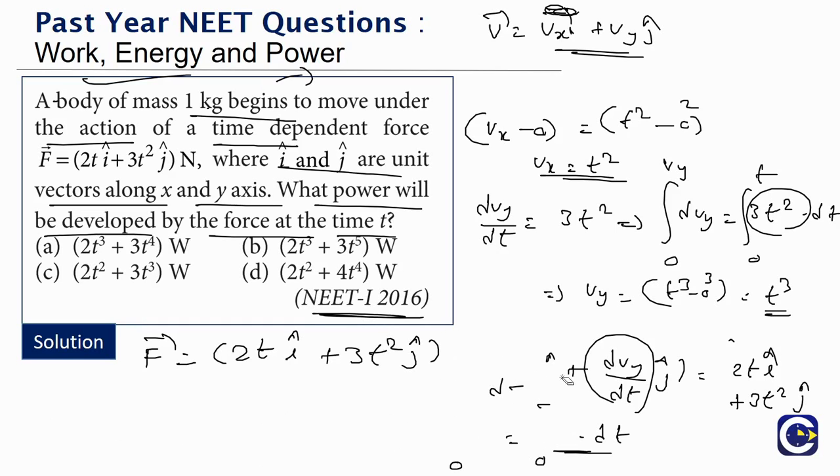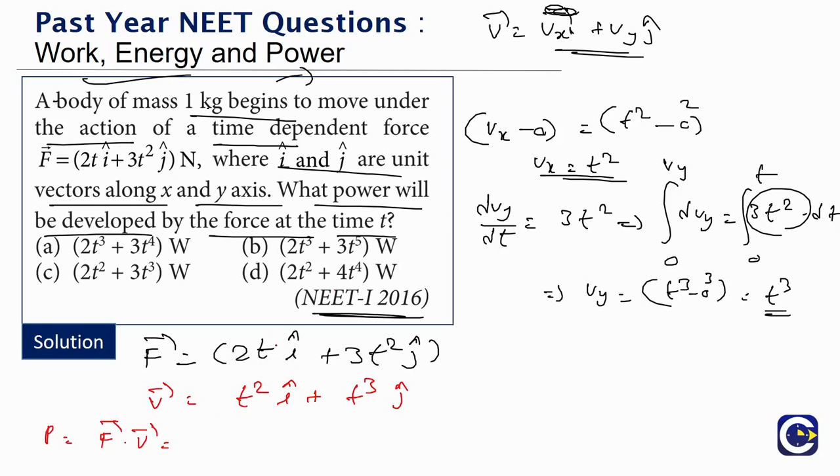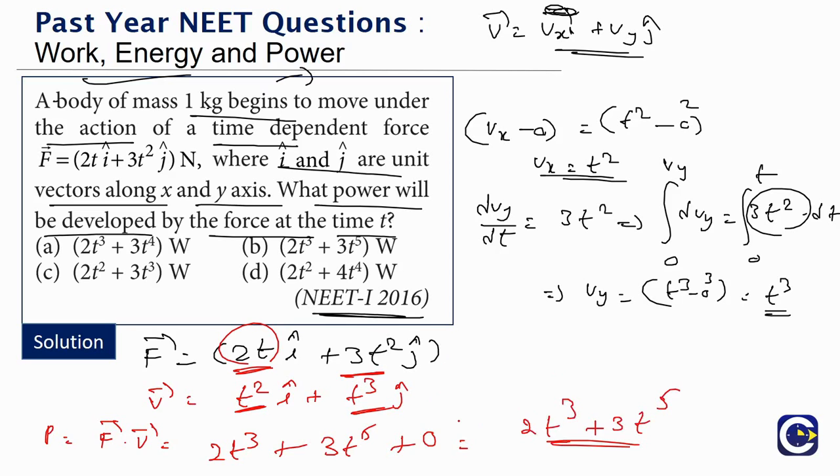So we have the force function. Now we are getting the velocity function. What is the power? So what is the velocity function here? t square into i cap plus t cube into j cap. What is the power? Power will be equal to F dot V. Means we have to do the dot product. Dot product is what? Product of the i components 2t into t square, that is 2t cube, plus product of the j components 3t square into t cube, that is 3t power 5, plus product of the k components, there are no k components. So 2t cube plus 3t power 5, that is the power.